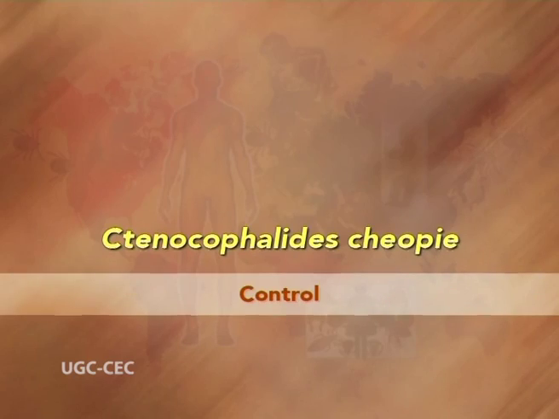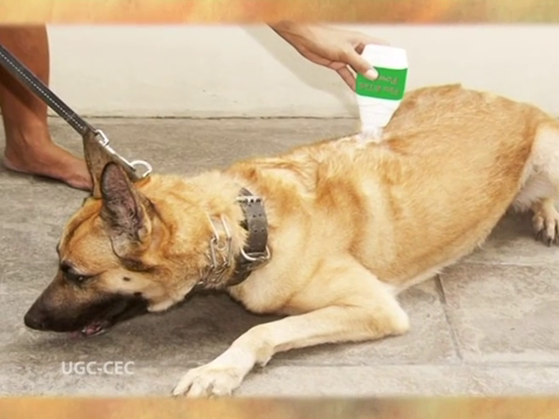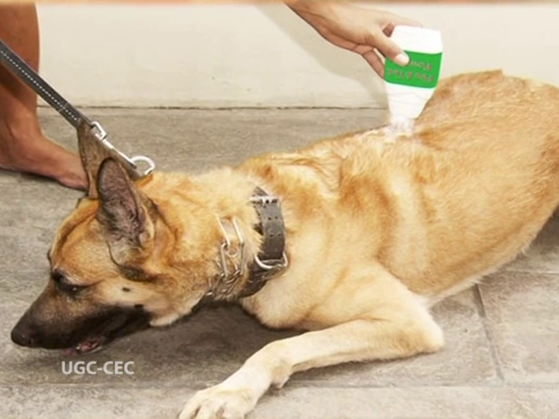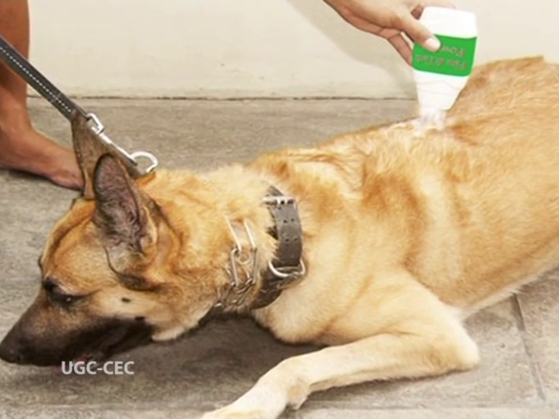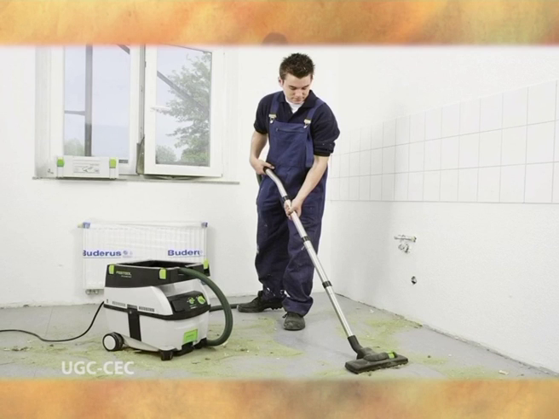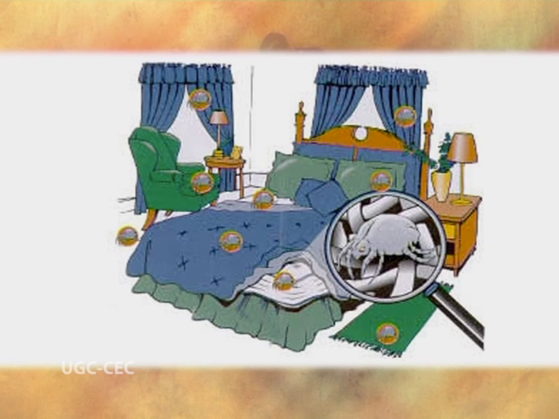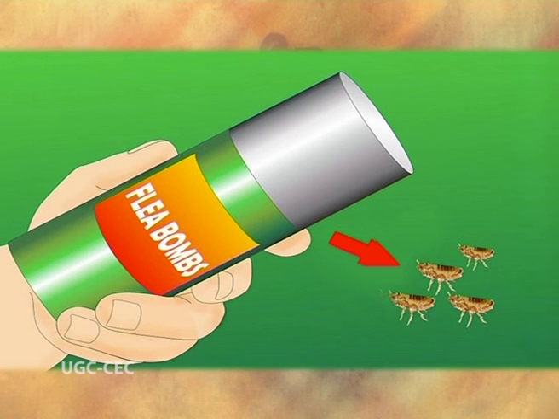Control. Keep rodent populations under control. Use flea prevention on your pets, such as topical treatments and/or flea collars. Keep floors clean by vacuuming regularly. If a flea infestation occurs, use insecticides to kill fleas in your home. Wash anything and everything that has been exposed to the fleas. Sprays or bombs can be used to kill the fleas as well.